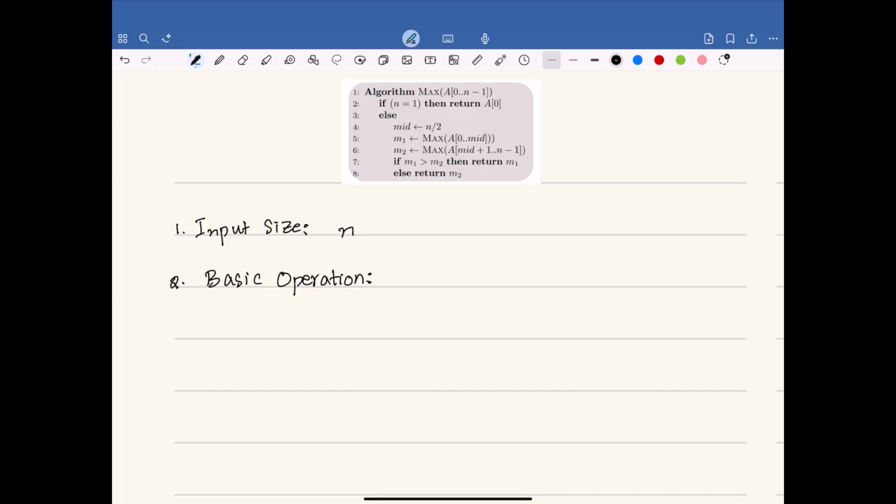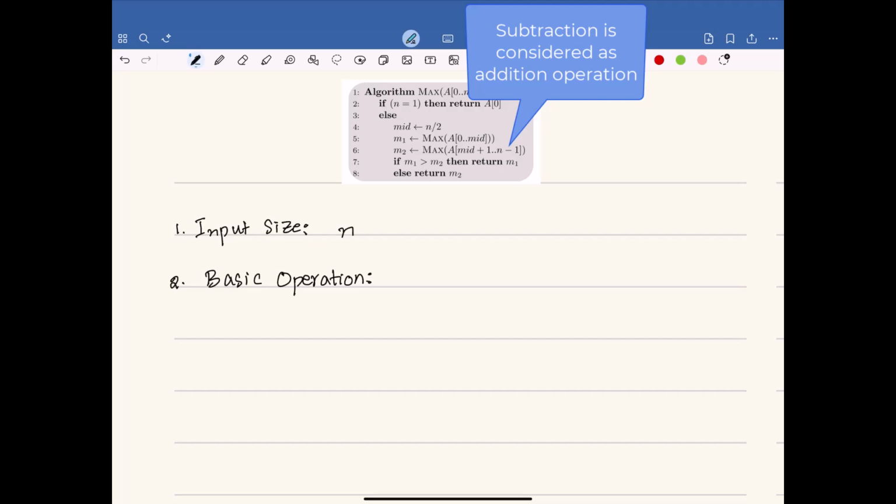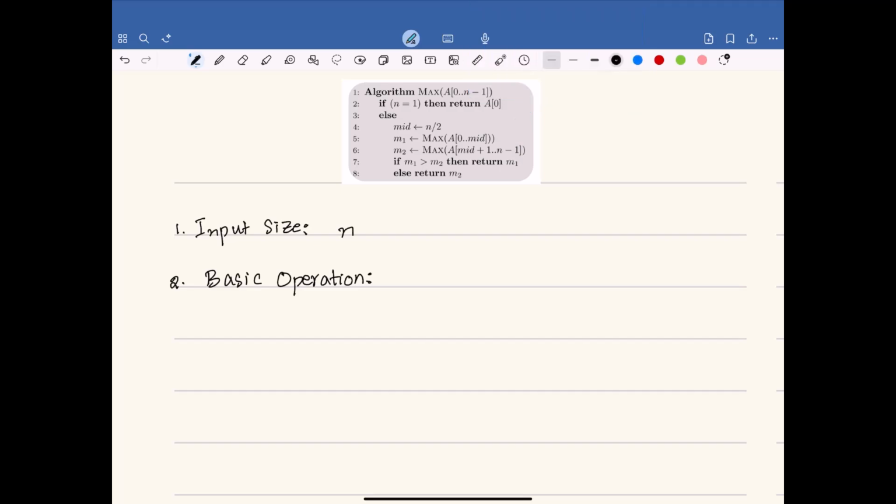In the given algorithm, the base case includes one comparison operation, checking if n is equal to 1. In the recursive case, the algorithm performs a shift operation, dividing n by 2, an addition operation adding 1 to mid, and another comparison operation comparing M1 with M2. Although addition typically takes slightly longer to execute than comparison, both operations occur a constant number of times. Therefore, either could technically serve as the basic operation.